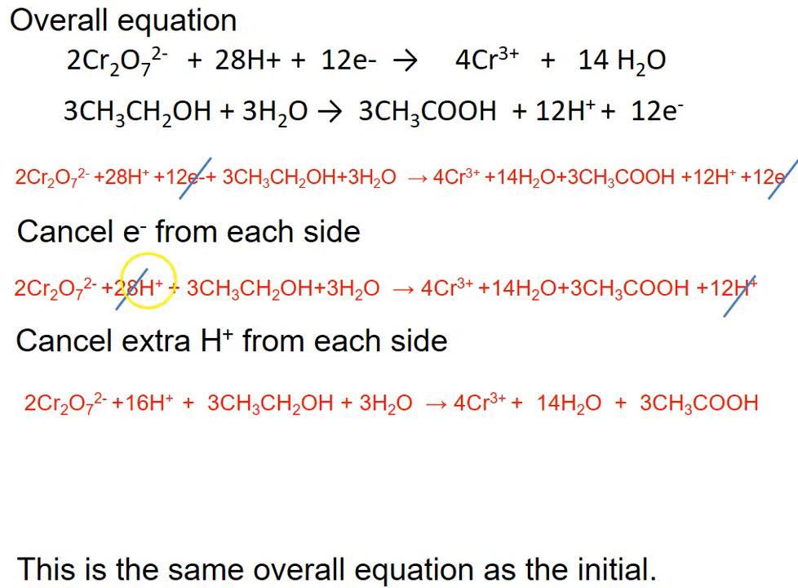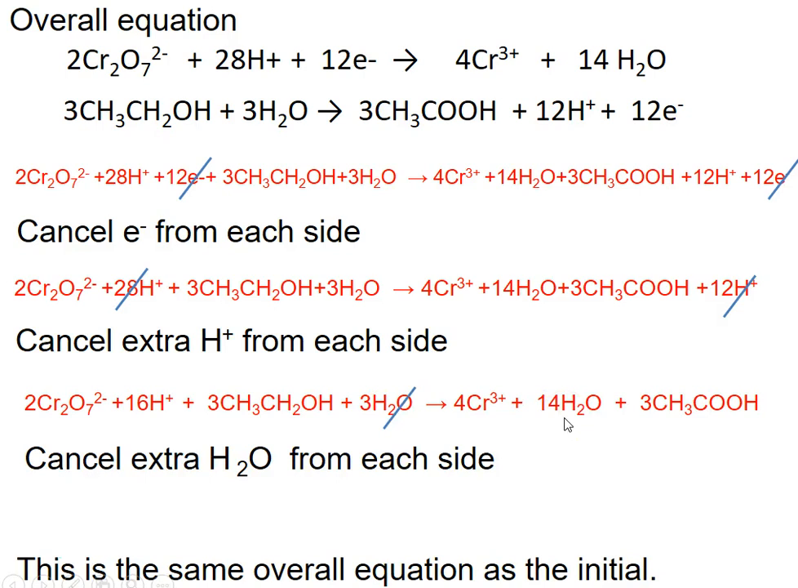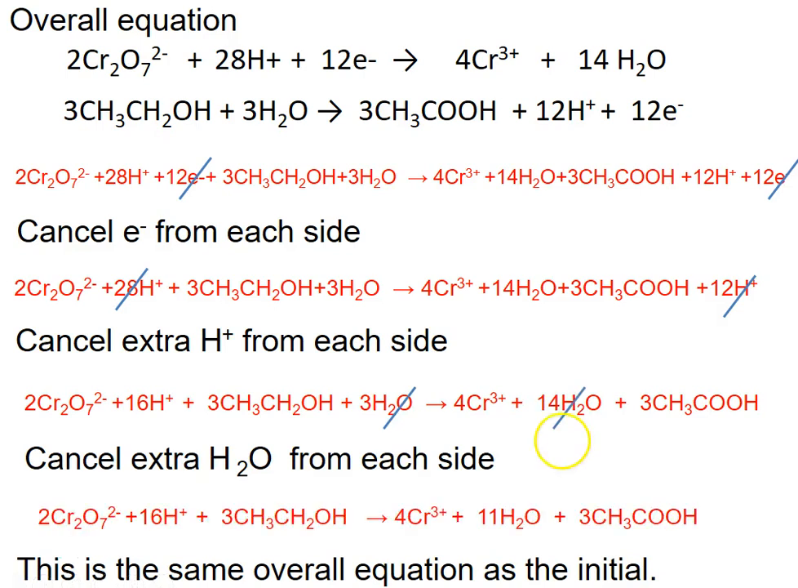So we'll have 16 left, and we've totally got rid of all of those. And then we've got 3 waters on this side and 14 waters on that side. So if we get rid of 3 from each side, then we'll have 11 on that side. And that should bring us back to the original equation.